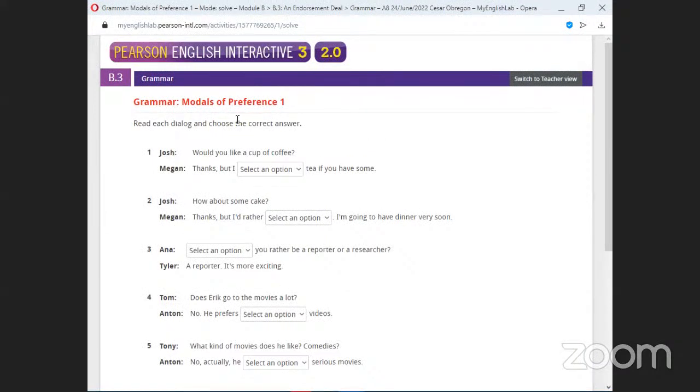Okay, so modals of preference. Read each dialogue and choose the correct answer. Are you ready? All right, let's do this.